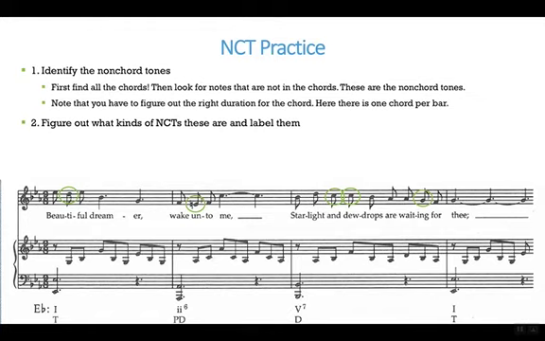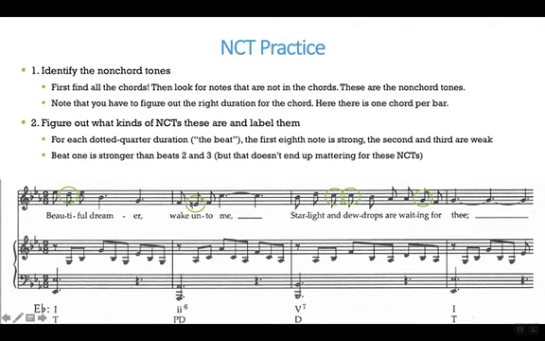So now we get to figure out what kinds of non-chord tones these are, and we get to label them. So in the first one, unaccented relative to where it's coming, and it's a neighbor. So it's just a plain old N. Maybe we should read what I wrote here. For each dotted quarter duration, yeah.